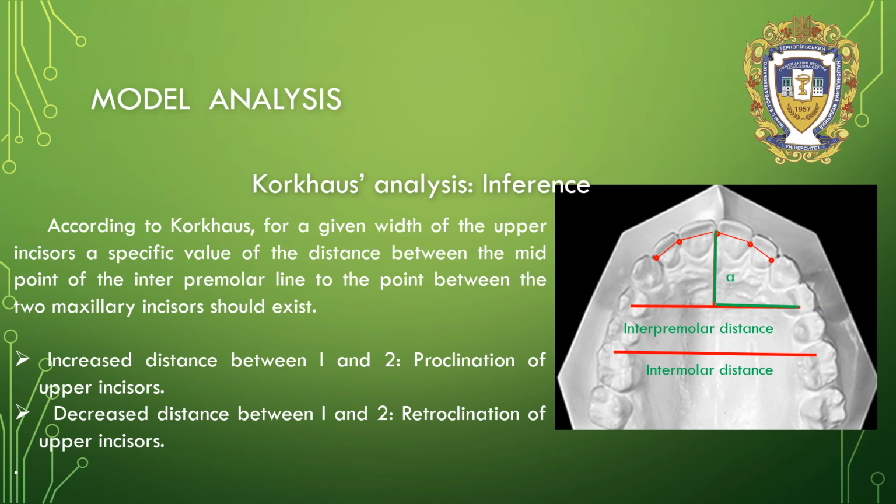Korkhaus proposed a correlation between these distances. And in the opinion of Korkhaus, the distance from the midpoint of the interpremolar distance to the midpoint between the central incisors must be similar to half of this distance.